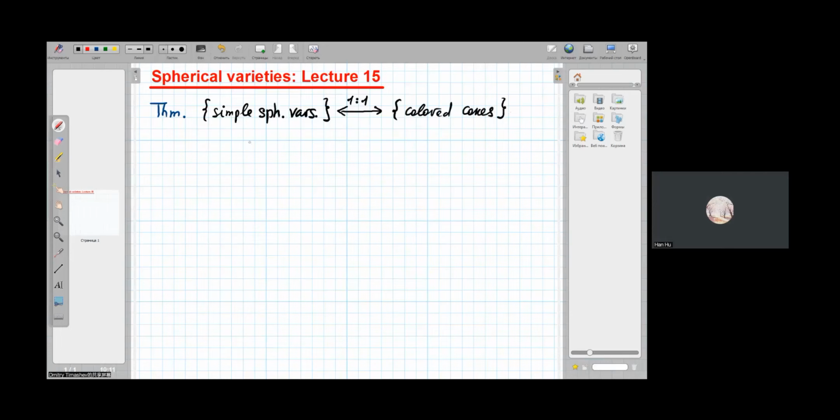And the correspondence is given by associating to a simple spherical variety X with the unique closed orbit Y its colored cone, denoted like this, which is, again roughly speaking, spanned by all vectors corresponding to B-stable prime divisors on X. So we have already proved injectivity of this correspondence, and it remains to prove the surjectivity.